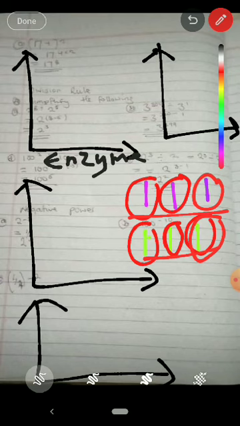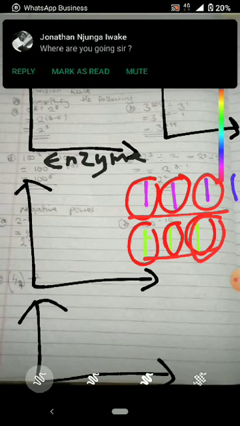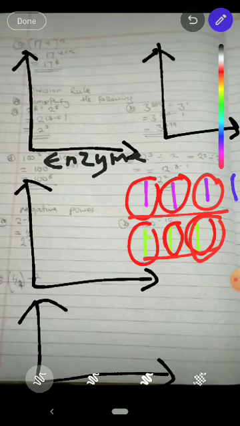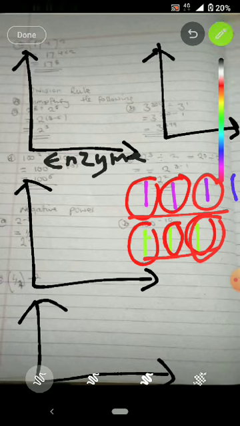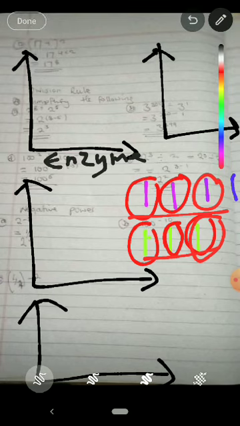Now imagine a situation where we add another enzyme. What is this enzyme going to be doing? Nothing. Even if you increase the number of enzymes, there are no substrates to work on. Therefore, the activity still won't increase despite increasing the enzyme concentration. So the graph for this is like this. As you are increasing the concentration of enzyme, the activity will be increasing.